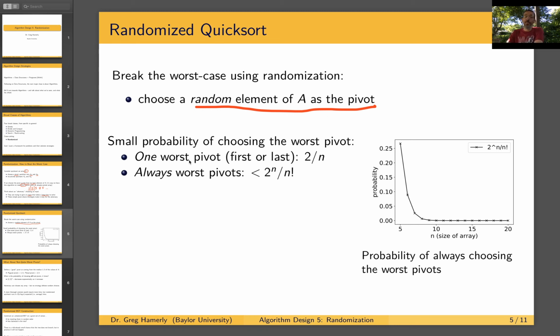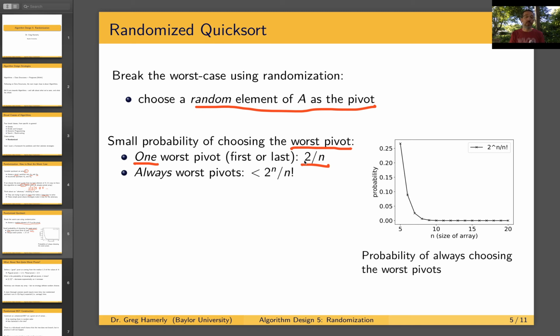Of course, there is a small probability of still doing something terrible, like picking the worst pivot, the first value or the last value. And the chance, since there are two of them, if there are n values in our array, of picking the worst pivot one time is 2 over n. And that's not a game changer. I mean, that doesn't destroy the algorithm if the algorithm picks one bad pivot. The worst case happens when we pick the worst pivot every single time.